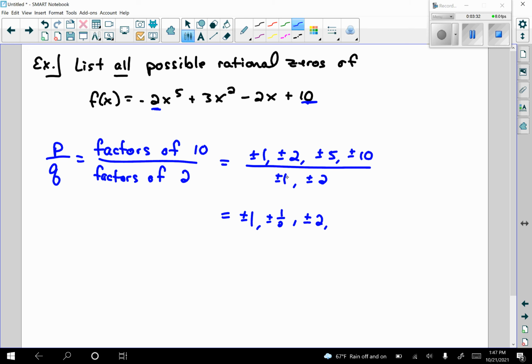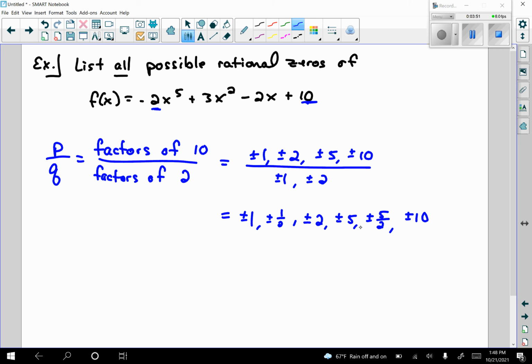Then 5 over 1, so we have plus or minus 5. 5 over 2, so plus or minus 5/2. 10 over 1, so I get plus or minus 10. And then 10 over 2 is 5. We already have that. So this is my list of possible rational zeros.